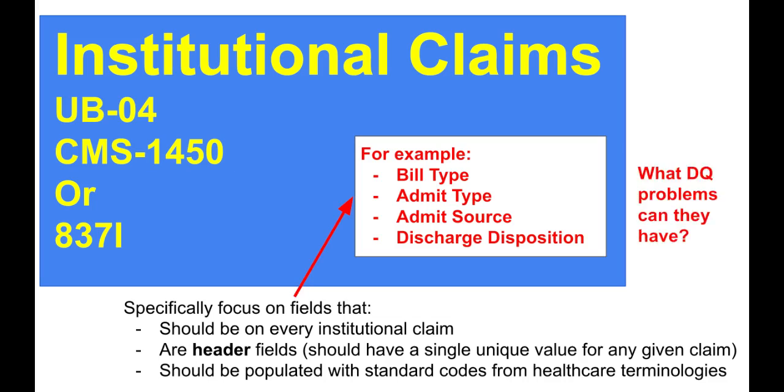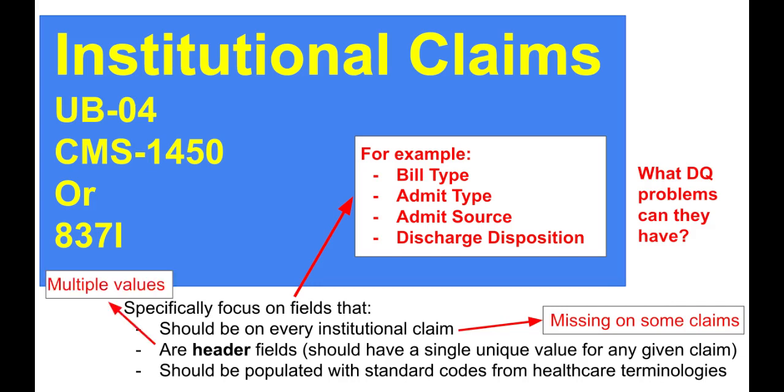Now, what kind of data quality problems can these fields have? Well, first of all, they should be populated on every single institutional claim. They could be missing on some claims. They should be unique for any given claim. They could have multiple values for a claim. And they should be populated with standard healthcare terminology codes. They could be populated with invalid codes or codes that are not from these standard terminologies.